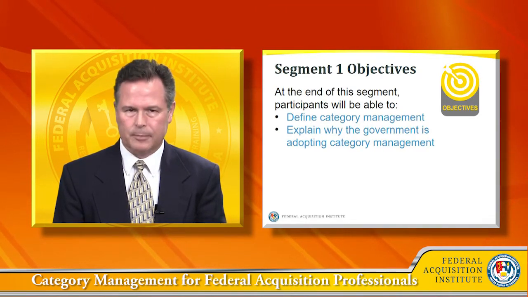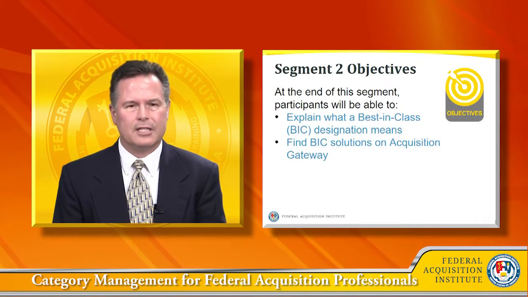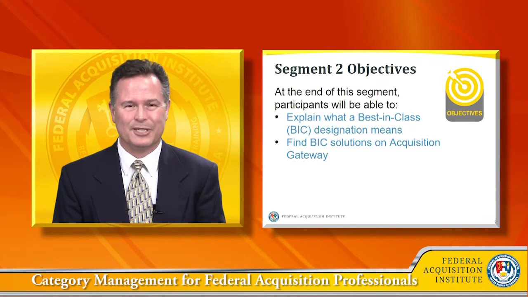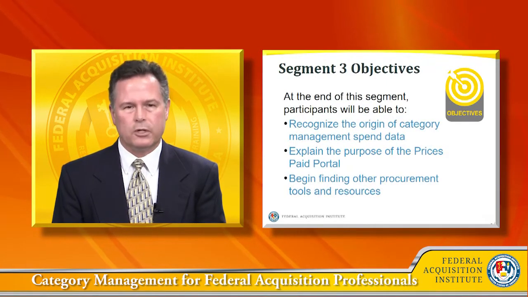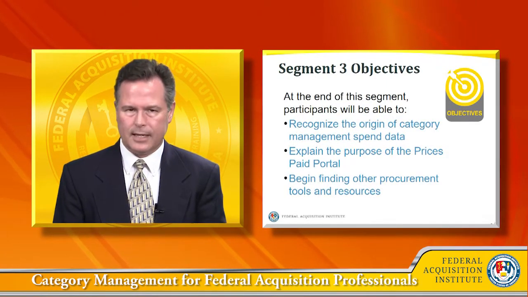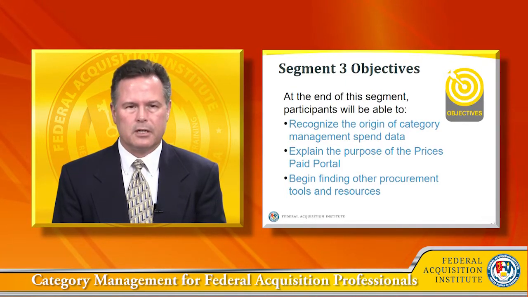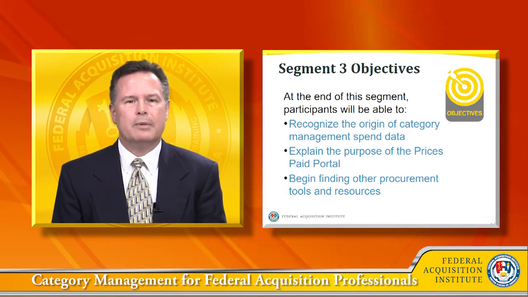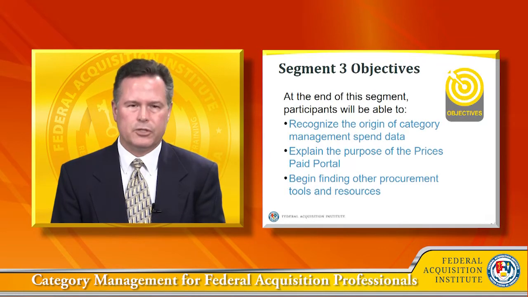At the conclusion of this seminar, you'll be able to define category management, explain why the government is adopting category management, explain what a best-in-class or BIC designation means, find BIC solutions on Acquisition Gateway, recognize the origin of category management spend data, explain the purpose of the Prices Paid portal, and begin finding procurement tools and resources.